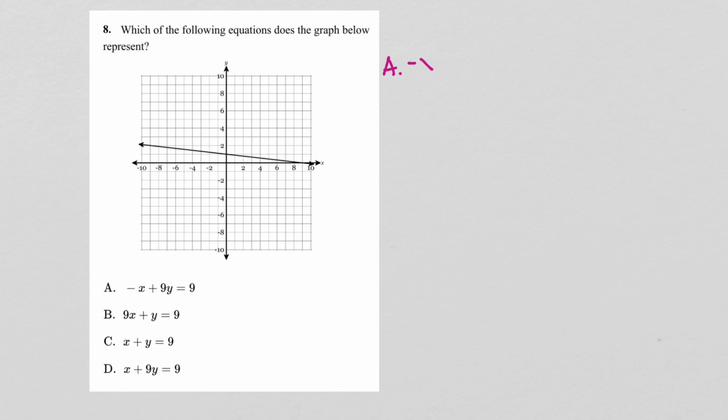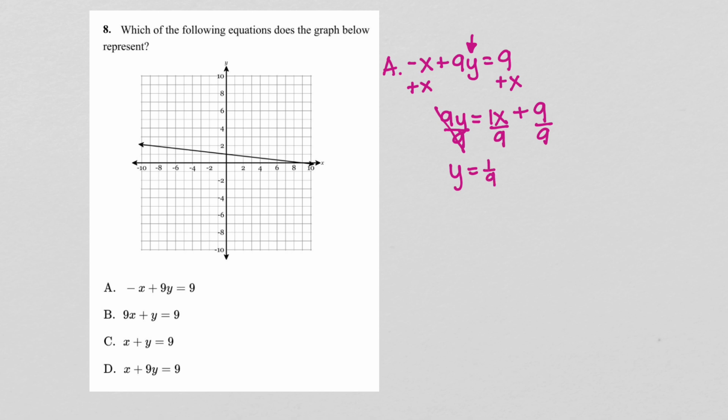A is negative x plus 9y equals 9. So in order to get y by itself, I need to get rid of that negative x. So the opposite of minus x is plus x. I will add x to both sides. And I have 9y equals x plus 9. And then I'm going to divide everything by 9. And I will get y is equal to, now this one is something that hasn't happened yet. Remember, if there's not a number in front of x, that it's understood to be 1. So that's 1/9 x plus 9 divided by 9 is 1.